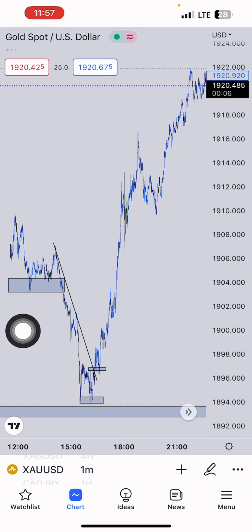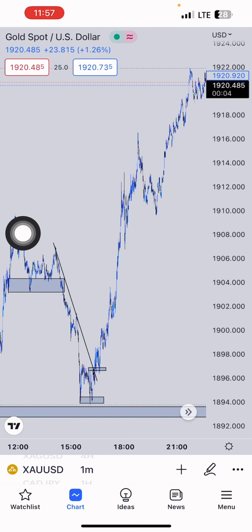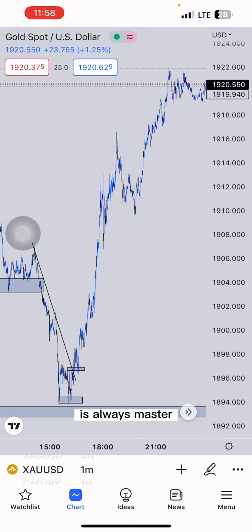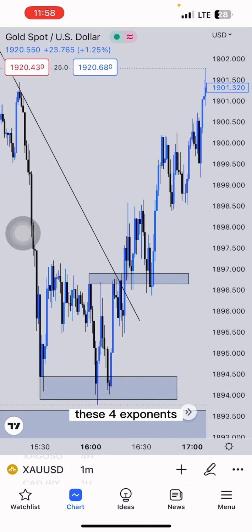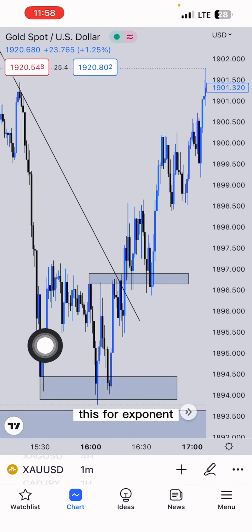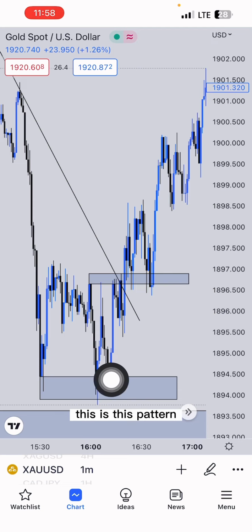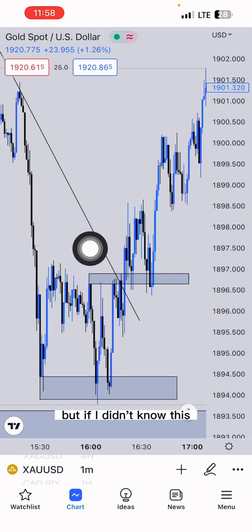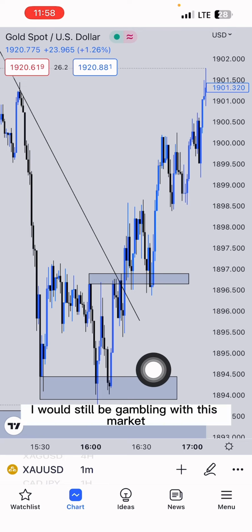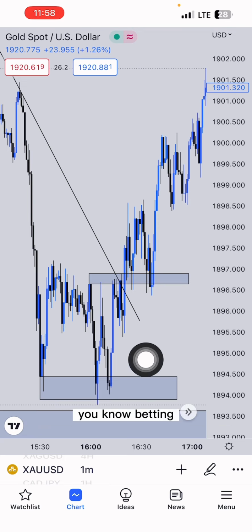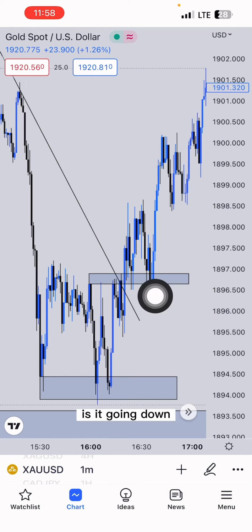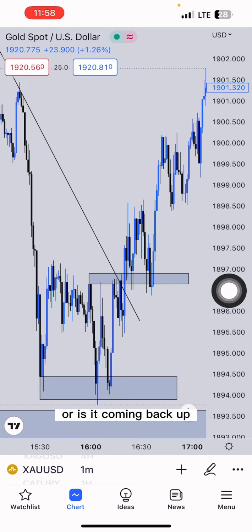Traders, the key factor in this video is to always master these forex patterns. This forex pattern, this triple bottom, it just came into my head and I was like, this is this pattern, because I knew it on my fingertips. But if I didn't know this on my fingertips, I would still be gambling with this market, betting, is it going down, or is it coming back up.